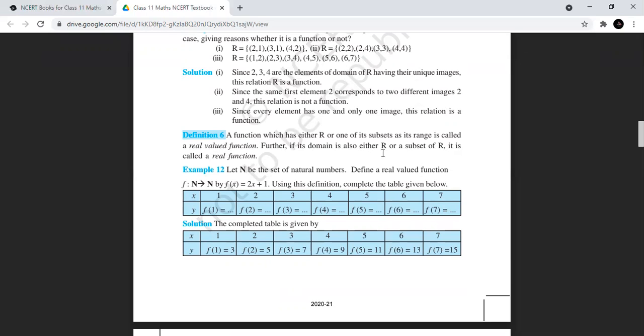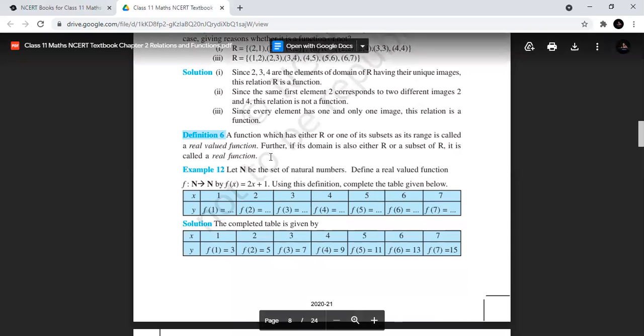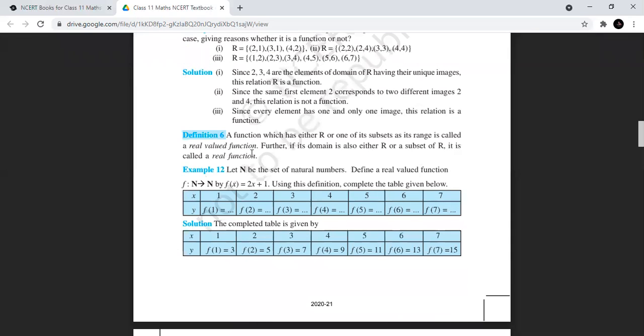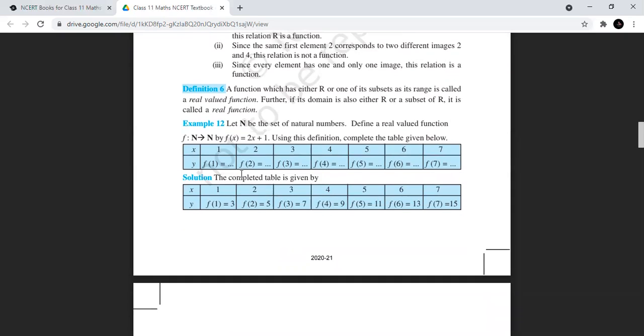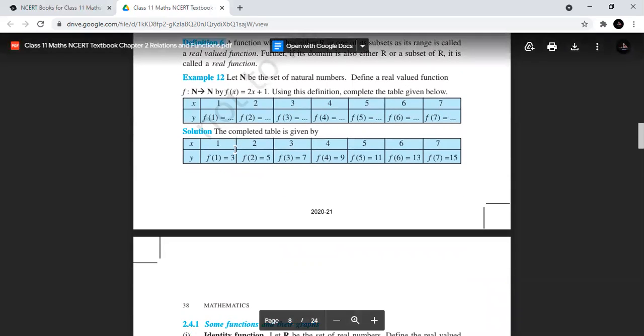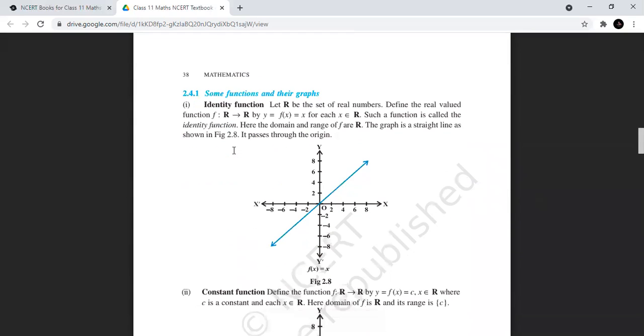Further, if its domain is also real, okay, if all the x pre-images are also real numbers or a subset of real numbers, then that is called a real function. So when your x and y both are real numbers, it is called a real function. And if your y comes out to be a real number, then it is called a real valued function. Okay. All right, examples are simple calculations, which is not difficult. You'll go through yourself and hopefully you'll understand easily.